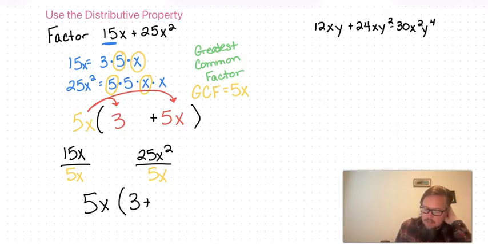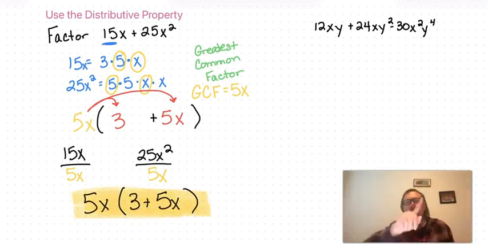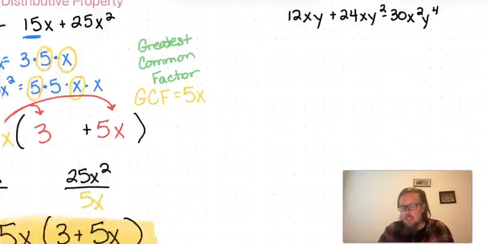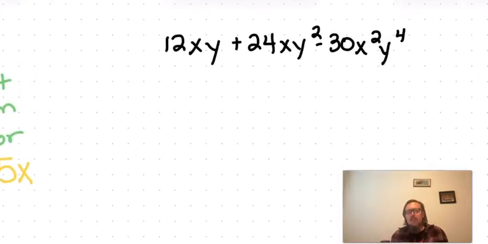and in parentheses, 3 plus 5x. This is my answer. And I can check my answer by doing the distributive property. 5x times 3 is 15x, and 5x times 5x is 25x squared. I have now factored 15x plus 25x squared. So this is factoring with just two terms. Let's move on to this problem and factor with three terms.